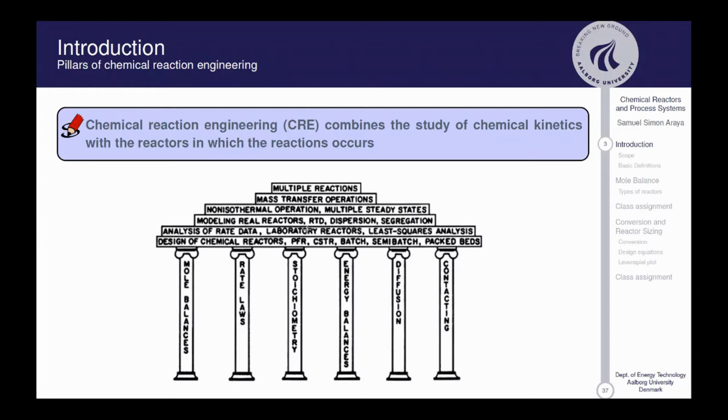basically the relationships of the reaction with the concentrations, and then the energy balances and diffusion, contacting. The main mole balance will include rate law and stoichiometry, but mole balance and energy balance are basically the main pillars, I would say. And then we have different types of reactors and different analysis and assumptions that we can do here. We can have isothermal, non-isothermal, multiple single reactor steps, and so on. But we will get into that slowly.